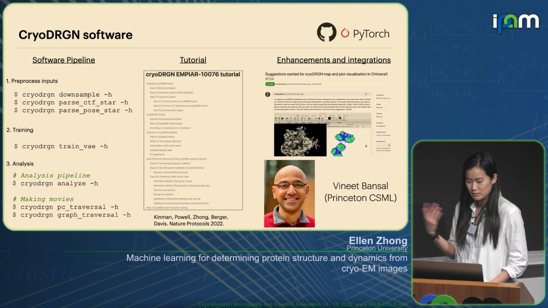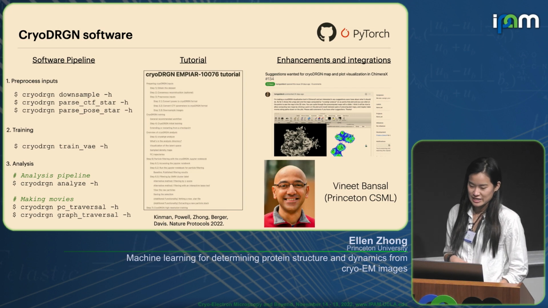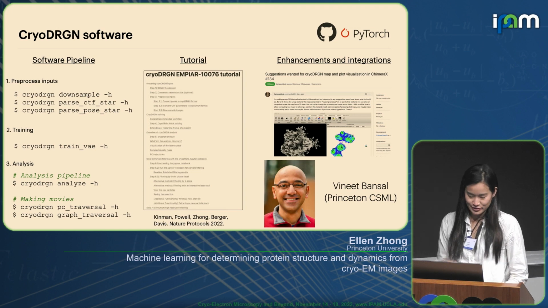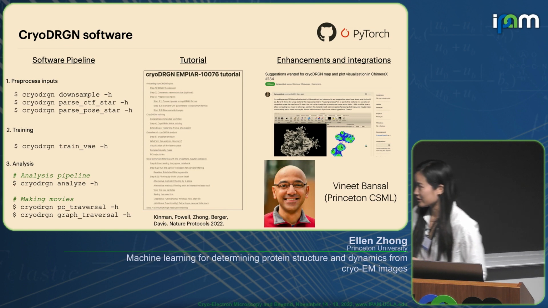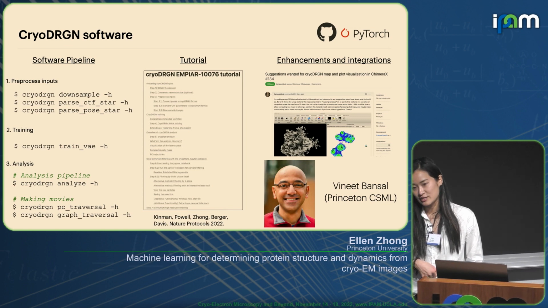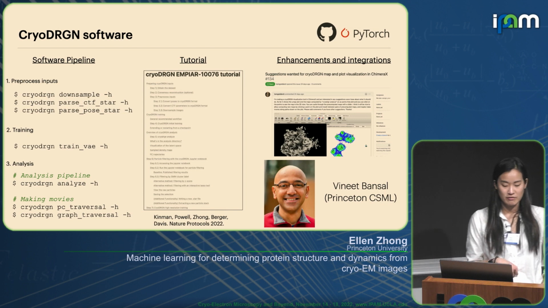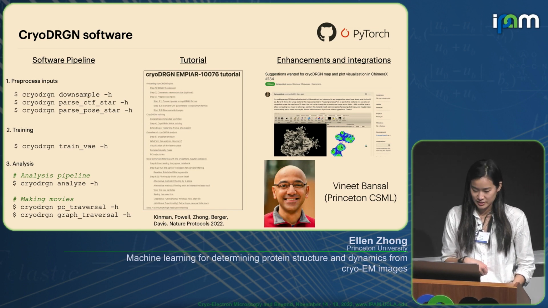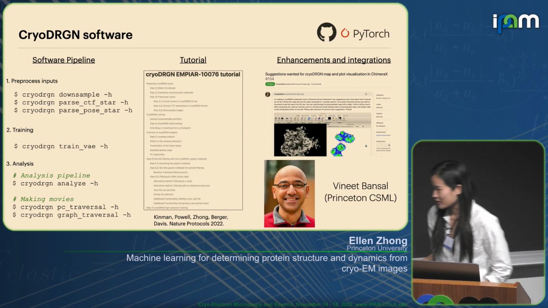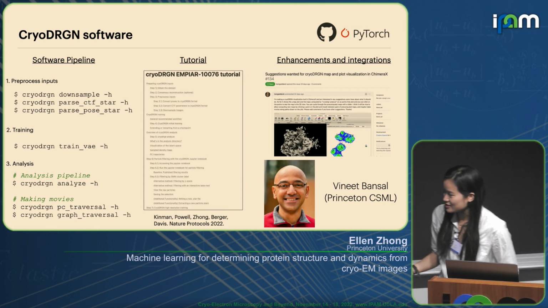And then in terms of the software pipeline, hopefully it's relatively easy to use. It's a couple of series of commands, shown on the left. There's a very extensive tutorial for how to run CryoDragon and interpret its outputs. Recently, I think actually today, the Nature Protocols paper was officially in press.